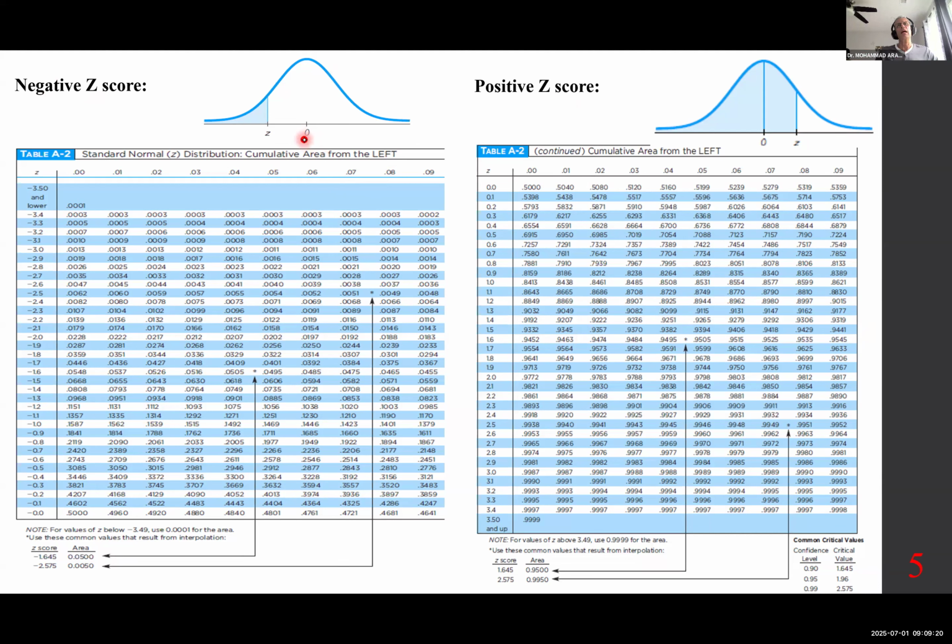That's why when we look at the score of a student, when the z is 0, that means it's equal to the average. If it's negative, it's below the average. If it's positive, it's above the average.